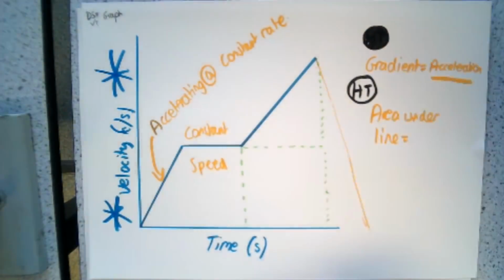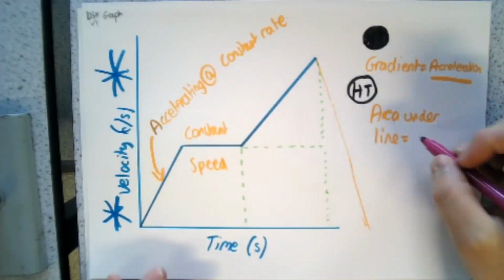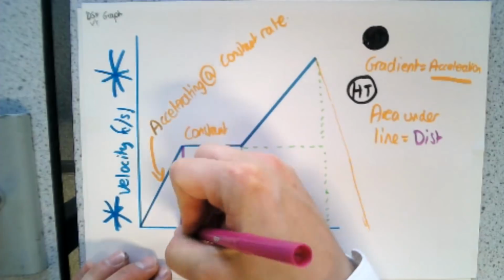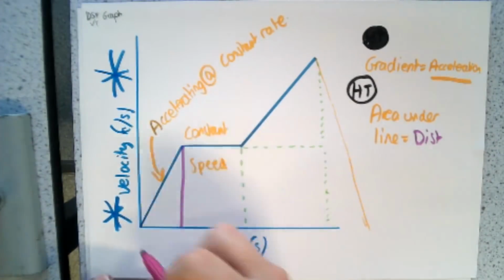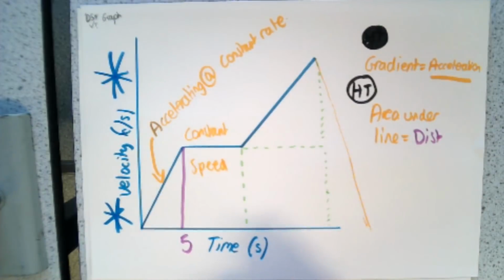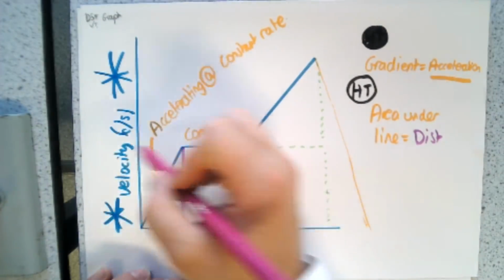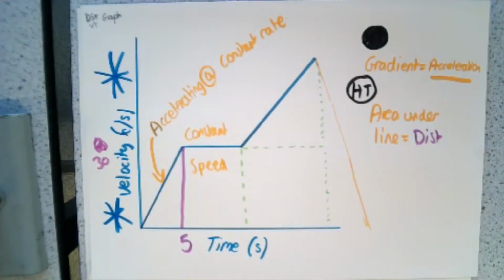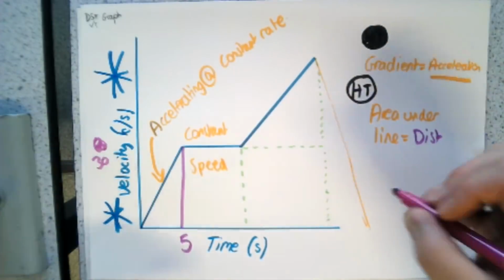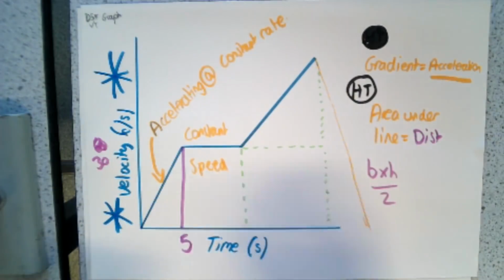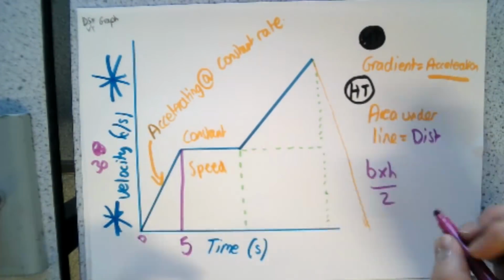The higher tier only bit, higher tier only alarm again, is this bit here. If you are asked to calculate the distance an object has travelled from this graph, to do that we need to use the area under the line. So triangle again, and then the area of a triangle. So let's say for the first 5 seconds, the velocity of the object went up to 30 meters a second. To work out my distance, I need to do the area of a triangle, which is base times height over 2. The base goes from 0 to 5.